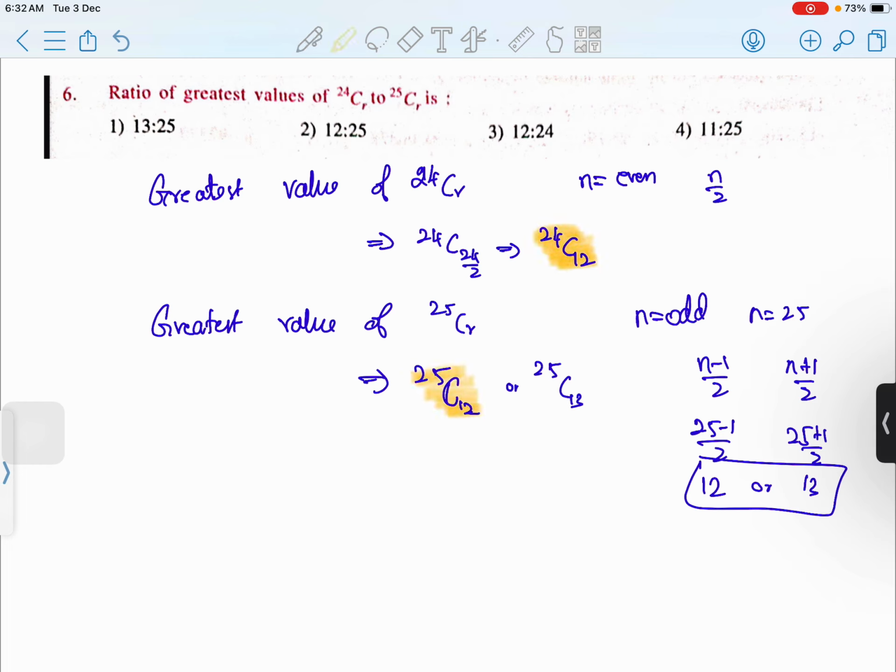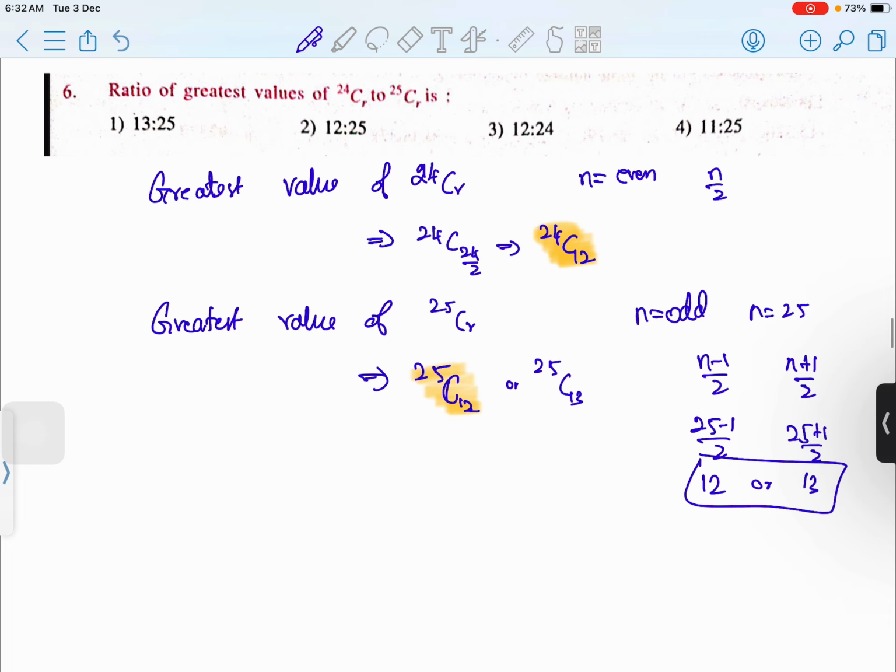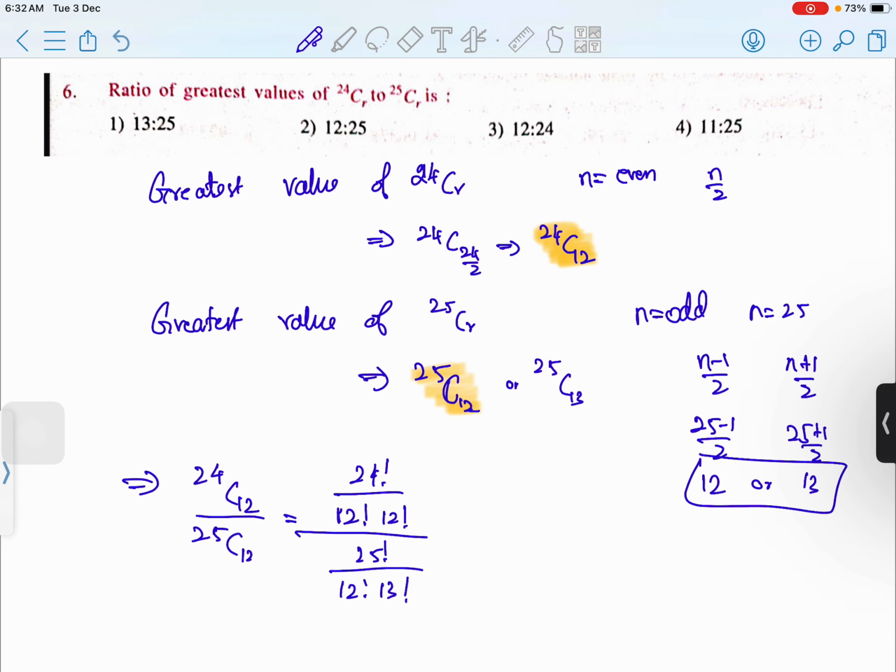Why? Because the 12 and 12 are the same, so the ratio will be 24C12 divided by 25C12. If you apply the formula, 24 factorial by 12 factorial, 24 minus 12 factorial, divided by 25 factorial by 12 factorial and 13 factorial. This and this cancel. Then you can write 24 factorial by 12 factorial into 13 factorial by 25 factorial. So 24 factorial and 24 factorial cancel, the 12 factorial and 12 factorial cancel. 13 by 25 is your answer. Option A.